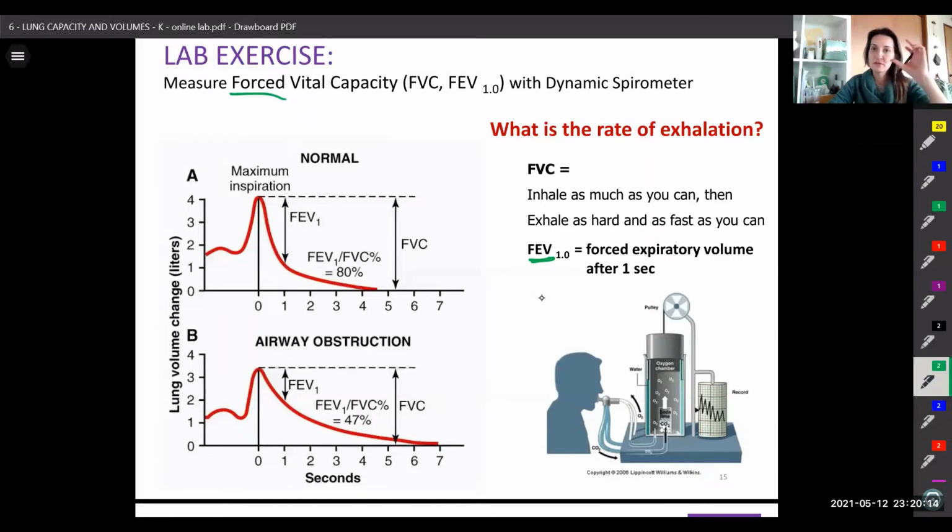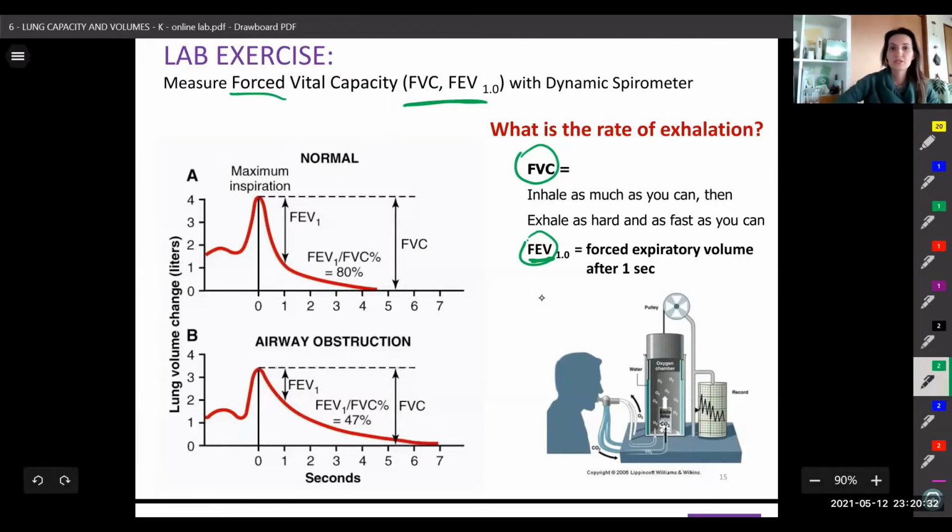So we get a measurement of that volume, and then we get a measurement of the total amount of air that was expired, right, during that forced exhalation. And we divide the FEV1 by the FVC. That gives us a ratio, right, a percentage of the amount of air that was expired in the first second versus the total amount of air that was expired with that forced exhalation. So here would be a normal reading, for instance.